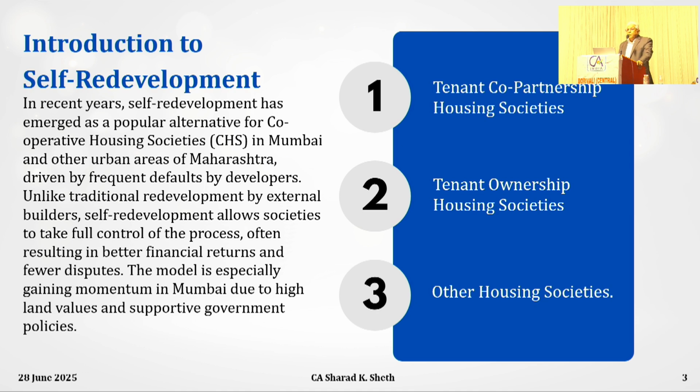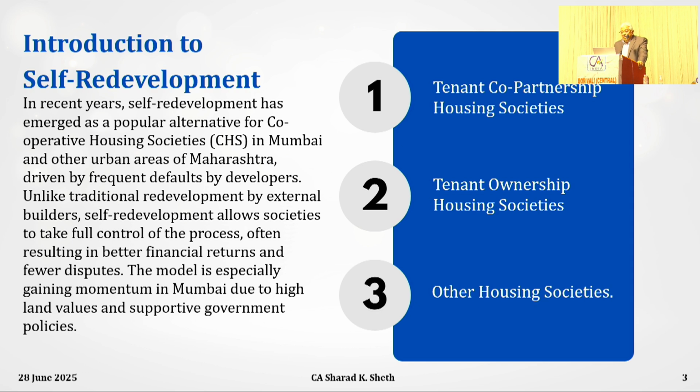Another form of co-partnership society is where members come together first, form a society, purchase a plot, and then all members contribute towards construction cost and construct a building.